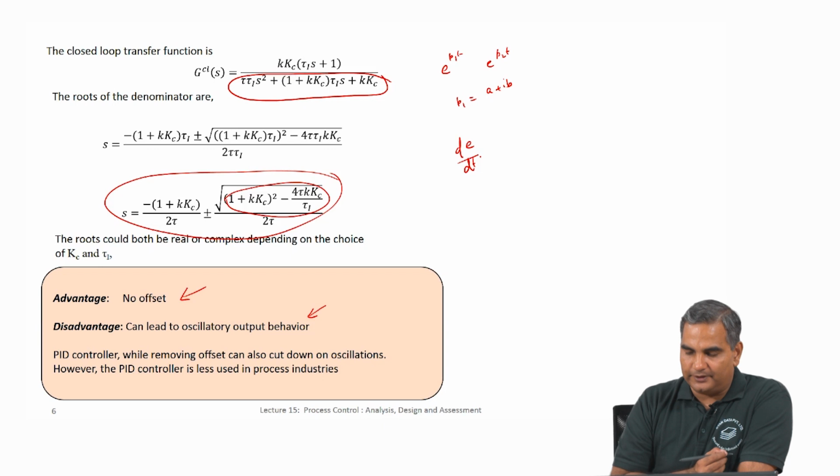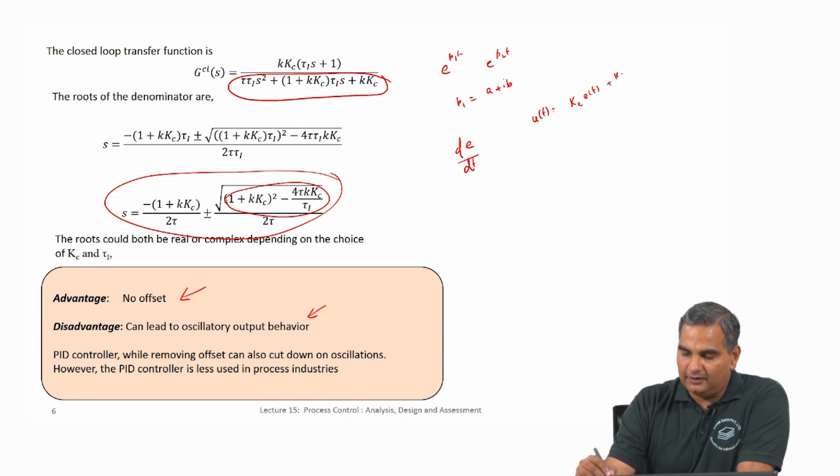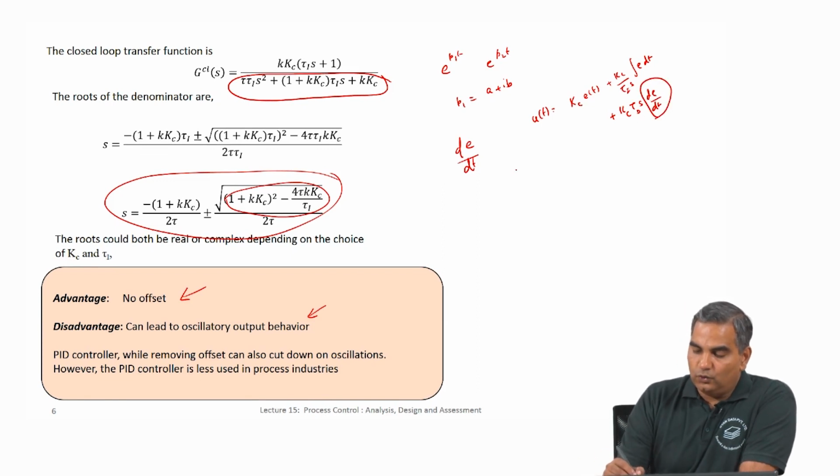Remember, we said u of t is kc e(t), plus kc over tau I integral e dt, plus kc tau D dE dt. So, this is the form. So, for the derivative action you need dE dt, and you know E is basically y set point minus y.